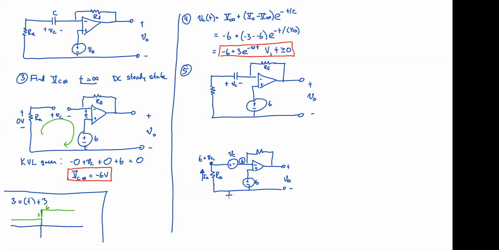You've got a voltage up here that's 6 plus VC. You've got a voltage down here that's ground. There's a voltage across the resistor. Why would the current through it be 0? It wouldn't, but what would it be? It would be that voltage times the resistor. Yeah, divided by the resistor.